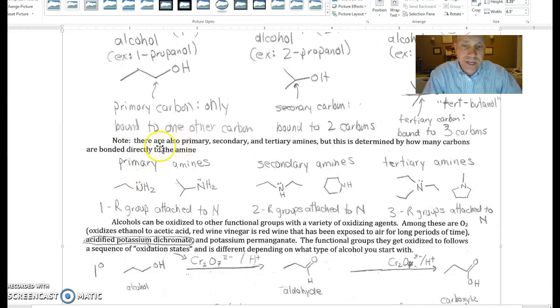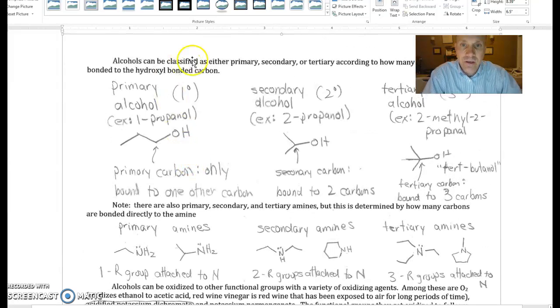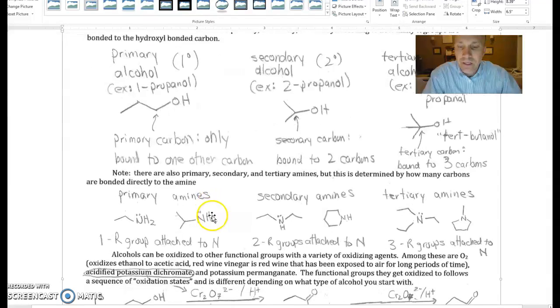This next little part doesn't have directly to do with alcohols, but I figured it would be a good time to point this out, since we were talking about primary and secondary alcohols here. We can also describe amines as being primary, secondary, or tertiary. So there is a difference, though.